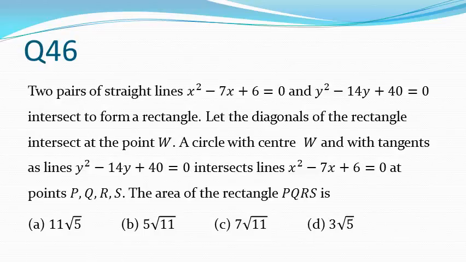The diagonals of this rectangle meet at the point W, and a circle with the center at W and tangents as the second pair of lines intersects the first pair of lines at the points P, Q, R and S. And we have to find out the area of the rectangle PQRS. How do we do this question?